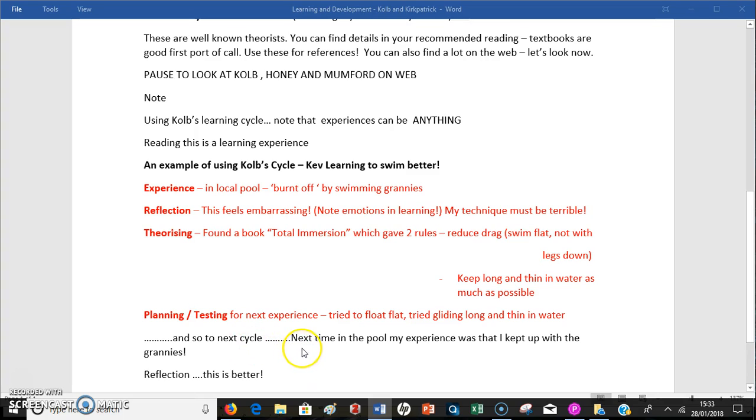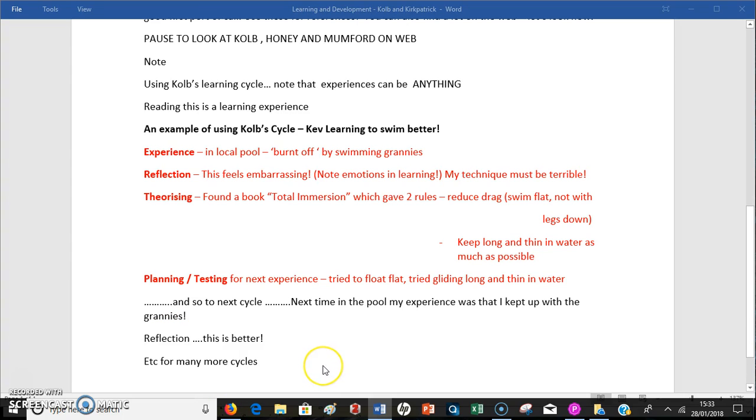So that was the next cycle. That was my next experience. My immediate reflection: that's better. And so on for many more cycles. So you can see here, Kolb's cycle applied to anything. You can see here it was a mix of different things.